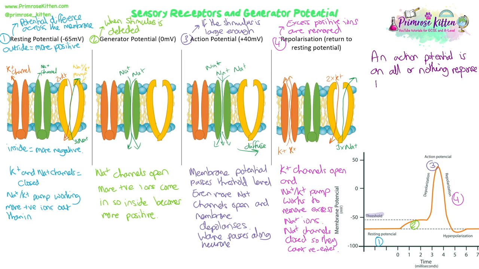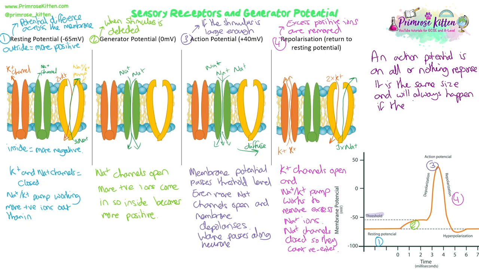But the other thing to know is that this action potential is an all or nothing response. So it's the same size. It always goes from about minus 65 to plus 40. It's never any higher than plus 40, and then it goes back down again. It will always happen if the threshold is reached. Like I said, if we get past the threshold, there's no stopping it. It will happen, and an action potential will travel along the neuron.